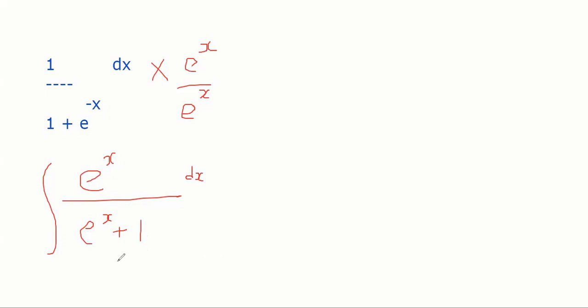If you differentiate this e to power x plus 1, what will come? Differentiation, sir, e to power x only will come, right? Yes, sir. Meaning the derivative of 1 is 0, so it means the numerator is the derivative of the denominator. We are doing exactly that today. Numerator is the derivative of denominator. So I assumed, let's say, e to the power x plus 1 is t.